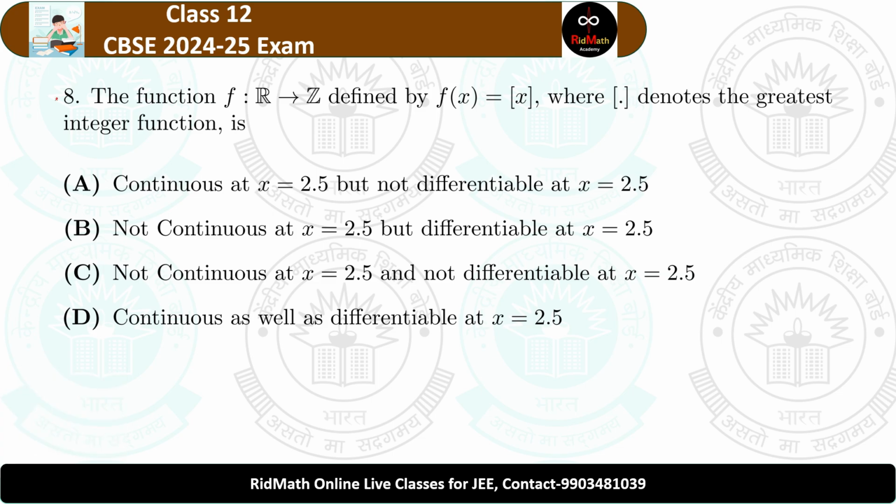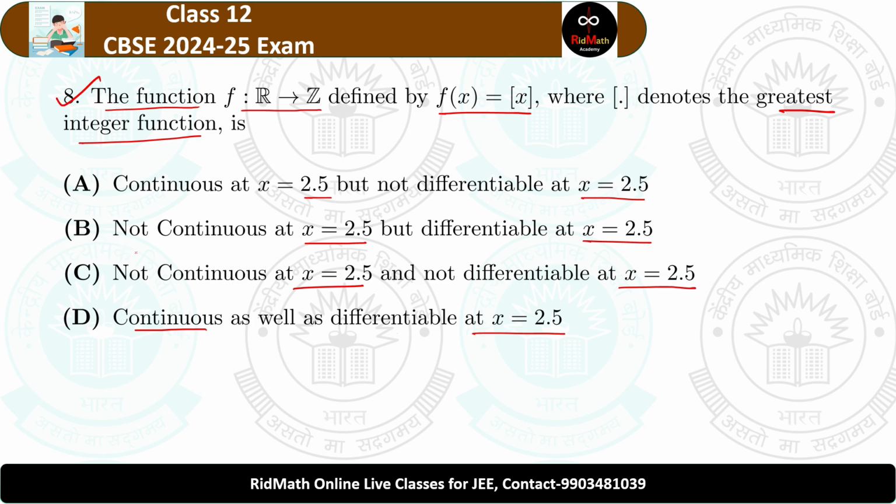Question number 8. The function f from R to Z is defined by f of x equal to box x, where box x denotes the greatest integer function. Then it is continuous at x equal to 2.5 but not differentiable at 2.5; not continuous at 2.5 but differentiable at 2.5; not continuous at 2.5 but not differentiable at 2.5; and continuous as well as differentiable at 2.5.